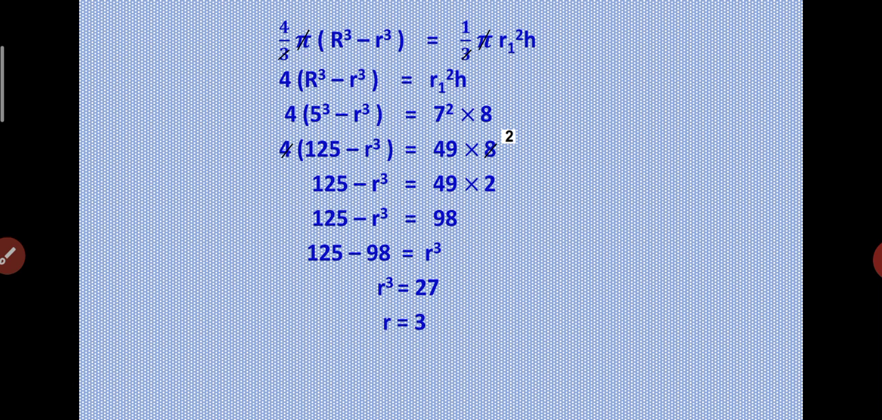Taking cube root on both sides. 3 into 3 into 3 is 27, isn't it? So r value is 3. That is the internal radius of the hollow sphere. Small r equal to 3 centimeter.